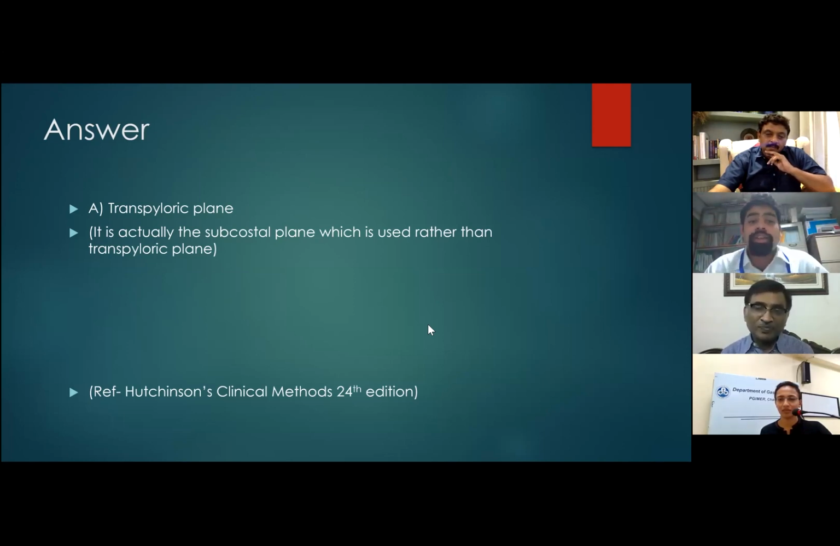So in fact, it's not the transpyloric plane. The transpyloric plane lies a bit higher up at the L1 level, and the subcostal plane starts at L3. So surgeons might have a different opinion, because I think S. Das's manual of surgery mentions it a bit differently, differing from here. But for the gastroenterologist, I think Hutchinson's Clinical Method is the gospel, and they should follow this.